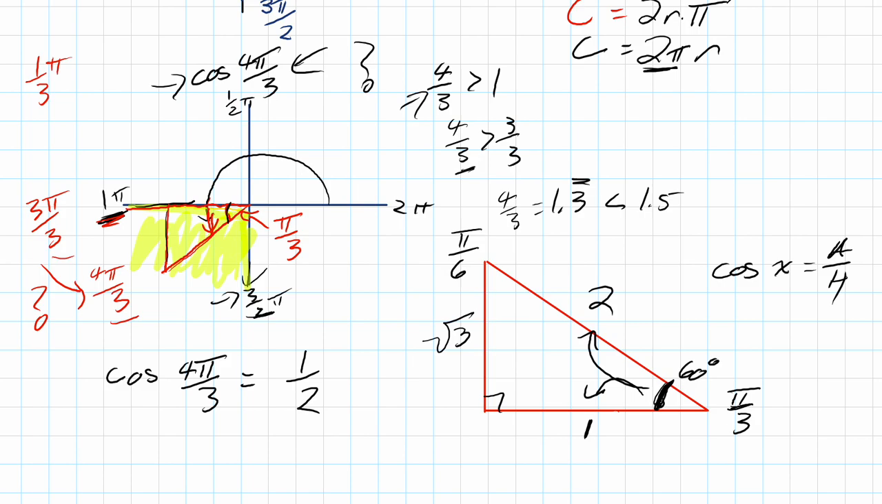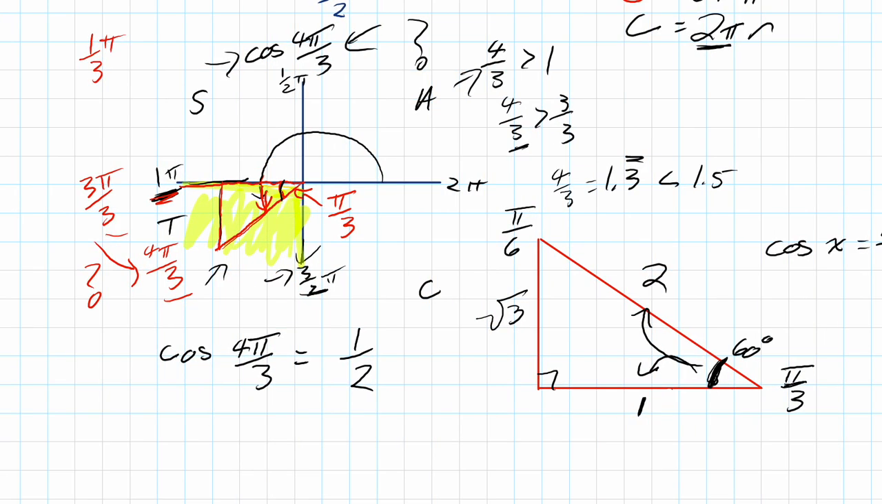Okay, there's one other piece of this though, and they've given me a CAST system, which really helps me make sense of this. What is positive in quadrant 3? CAST tells us we have C, A, S, T, and tangent, which means cos is not positive. Okay, so I'm going to say it's negative, but why is that the case?